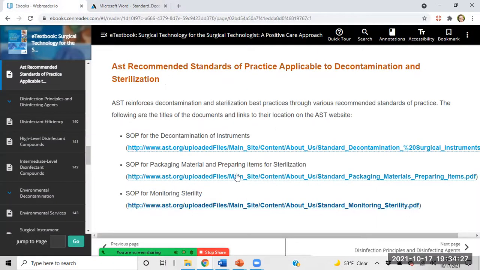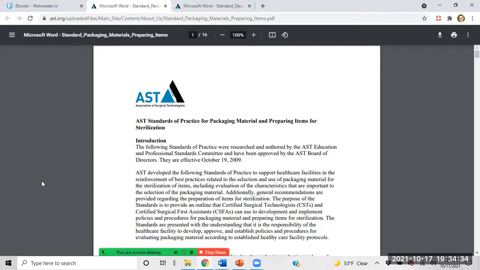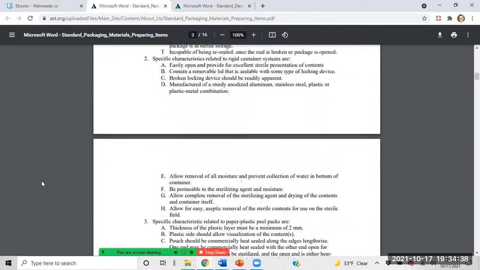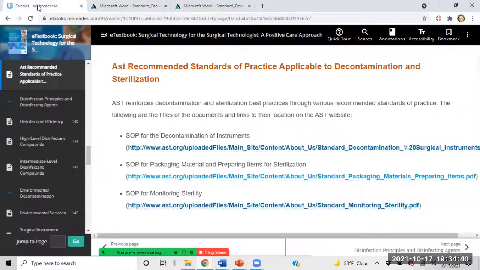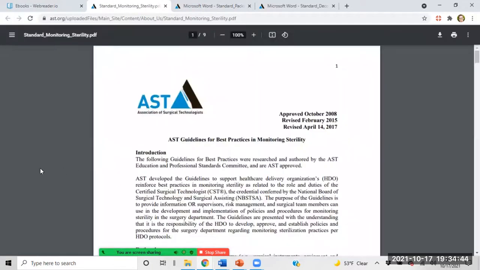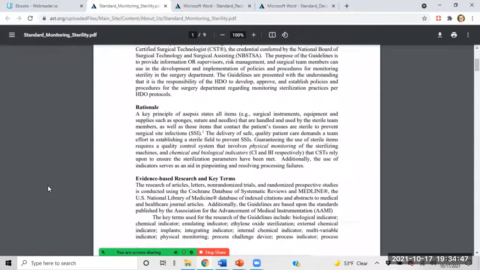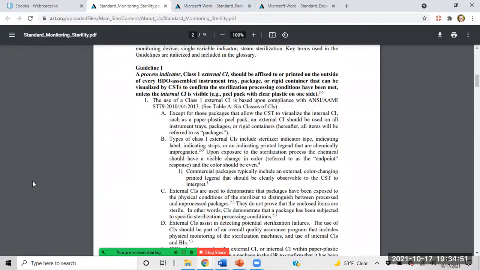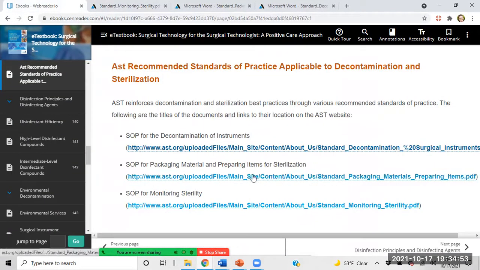And then standard operating procedure for packaging material and preparing items for sterilization. And we've watched videos on this. We're going to watch another one tonight talking about how to do that procedure. And then for monitoring sterility, how do you check and make sure that it's sterile and know that it's safe for your patients? So process indicators and things of that nature. So this is very good information. You want to make sure you read through that.